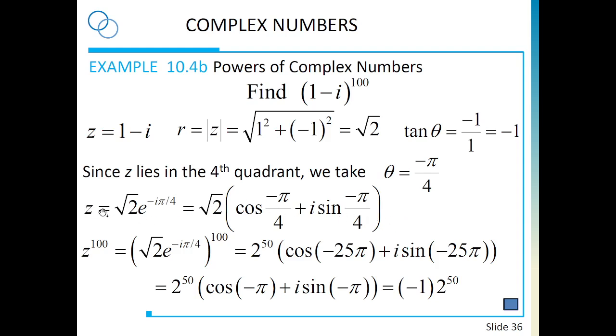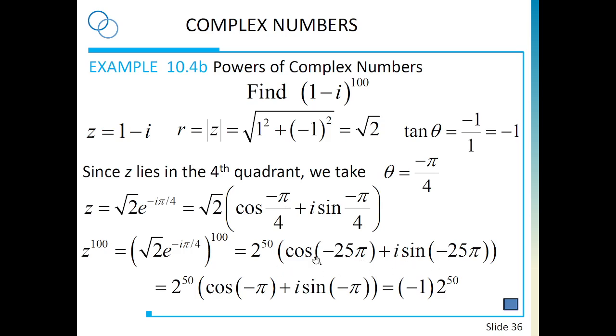So when I compute z to the power 100, it's radical 2 to the power 100, so 2 to the power 100 divided by 2, so 2 to the power 50. And then we said we multiply the angle by 100 simply. So if we multiply by 100, 100 divided by 4 is 25. So that's why we have 25 here.